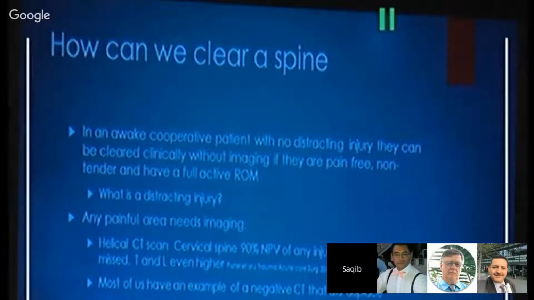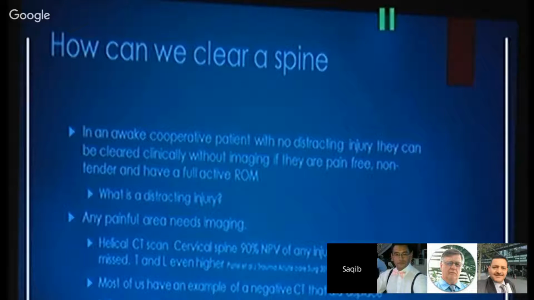And then basically, really simply, any painful area needs imaging. And in most cases, you're going to do all of them. Again, the helical CT scan, the study that people quote, a helical CT scan of the cervical spine is a 90% negative predictive value for any injury, and no unstable injuries were missed. Thoracic and lumbar were even higher. I put the reference in there. And this is what people use to say that you can clear a spine based on a CT scan.